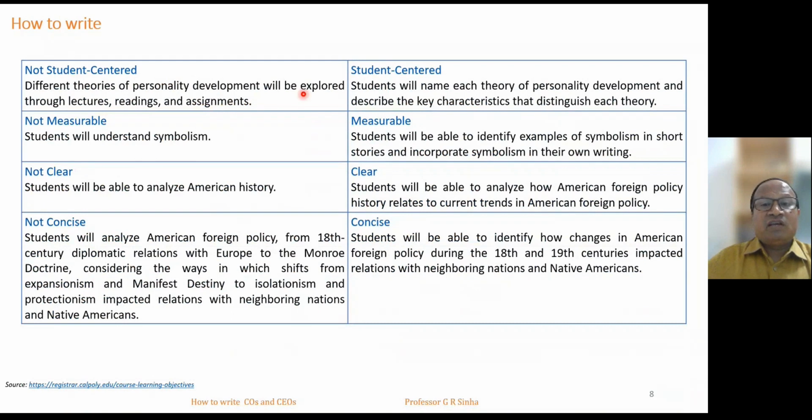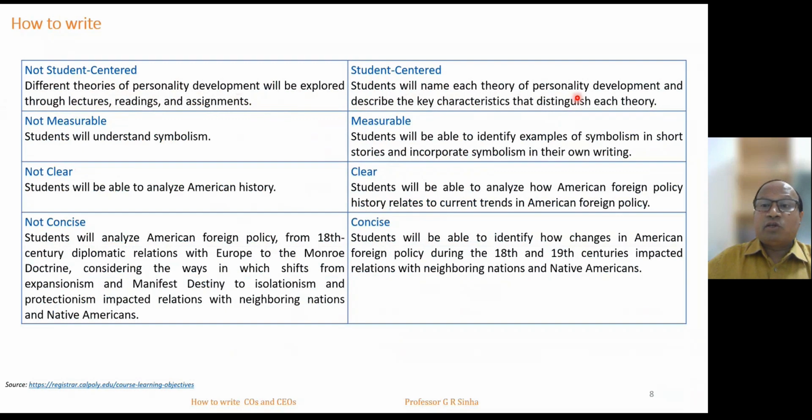When you write, the outcomes or objectives related to a course must be student centric, measurable, clear, and concise. Let us understand how to differentiate between whether it is student centric or not. When we write, different theories of personality development will be explored through lectures, readings, and assignments. Just read this statement and compare with the other.